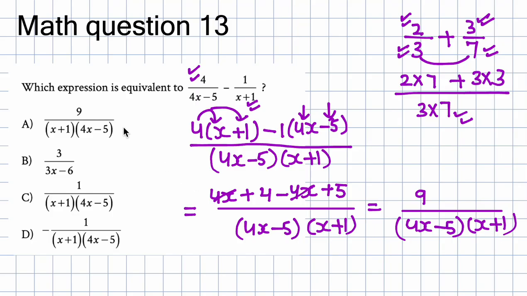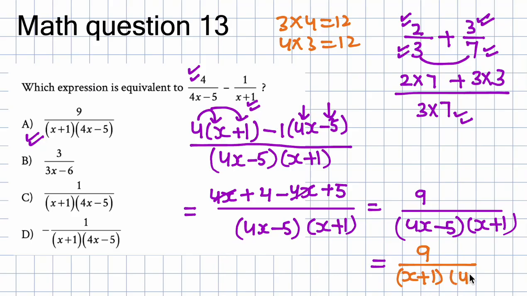Let's see, is there any option matching? Yes, this one. This sequence is opposite to the sequence we are getting. We have to understand that if I do 3 times 4, this is 12, or if I do 4 times 3, this is also 12. That is known as the commutative property. That means in multiplication, order does not matter. So even if my answer shows 4x minus 5 and x plus 1 and option A has the opposite order, because multiplication is commutative and we are just multiplying the two, I can reverse the sequence. So A is the correct option.